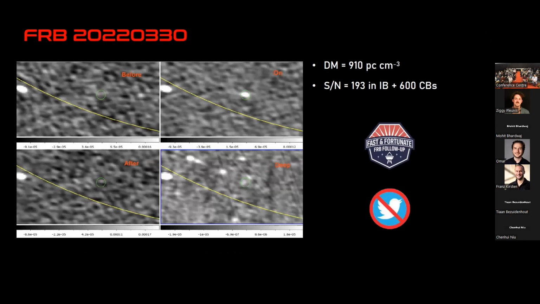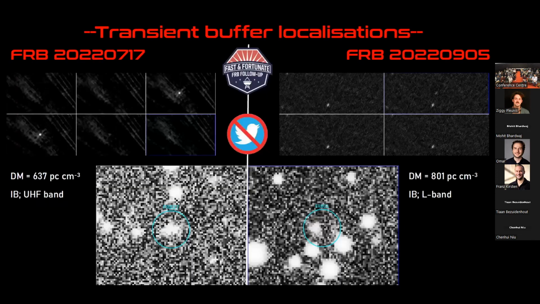And then finally, that brings us to our first transient buffer localizations. These were 2 FRBs that we saw, one in the UHF band and one in the L band. And by overlaying the locations of these on a DECam archival image, there are very possible host associations in that field. Yeah, more coming on that.